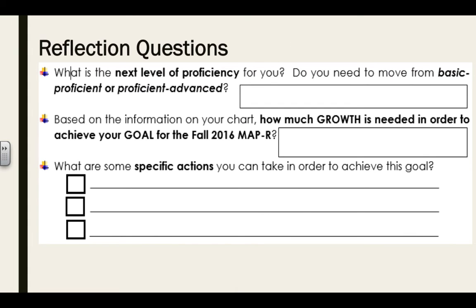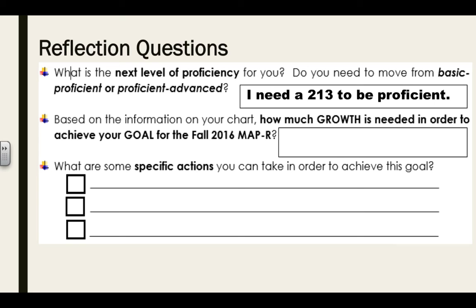After you plot your score on the graph, begin reflecting using the questions below the graph. Question 1, what is the next level of proficiency for you? This means, what do you need to go from basic to proficient or proficient to advanced? Looking back at the example, that student had a 212 and needed a 213 to be proficient, so that's what they would note here.